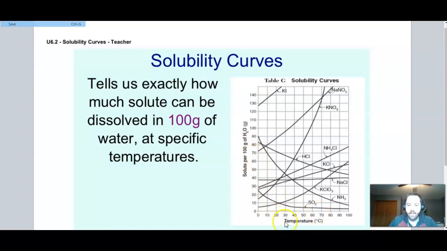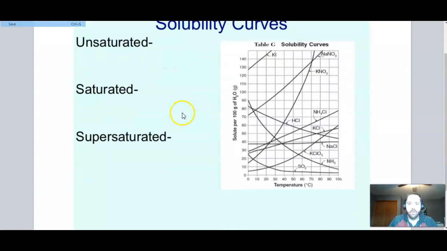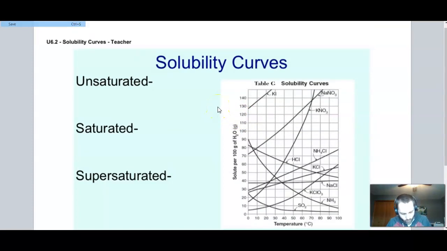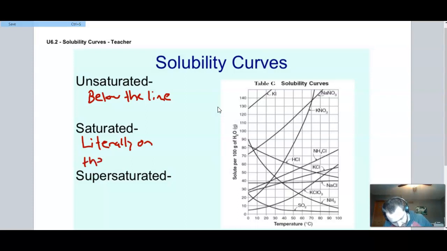And then that is always on your x-axis is going to be your temperature. So it's also just important to kind of remember these relative locations. So unsaturated is going to simply mean below the line. And we'll talk more about what it actually means for these to be below the line. Saturated is literally on the line. And sometimes that makes students think that, oh, saturation doesn't happen very often. It actually happens a lot because of how this works. And so we'll talk about that. And then supersaturated is going to be above the line for whatever chemical you're talking about.